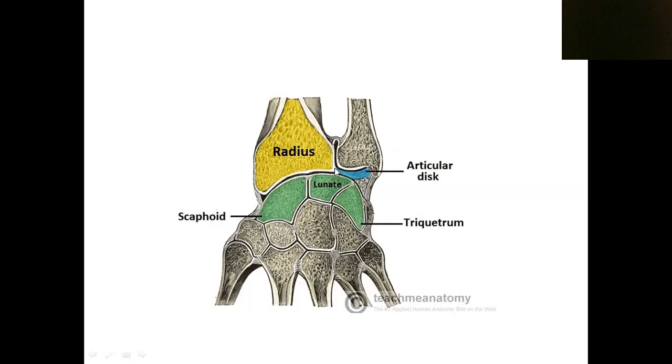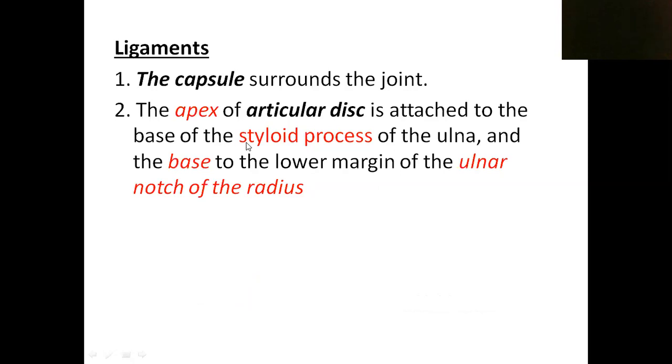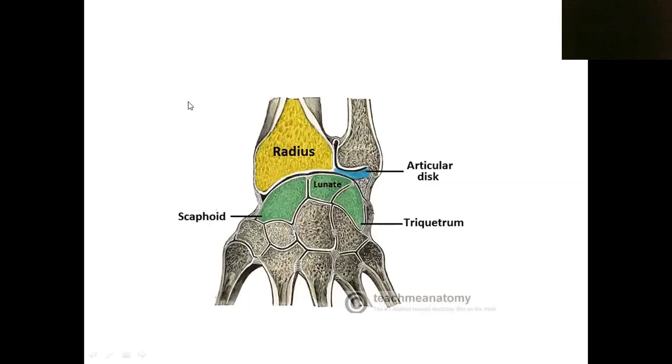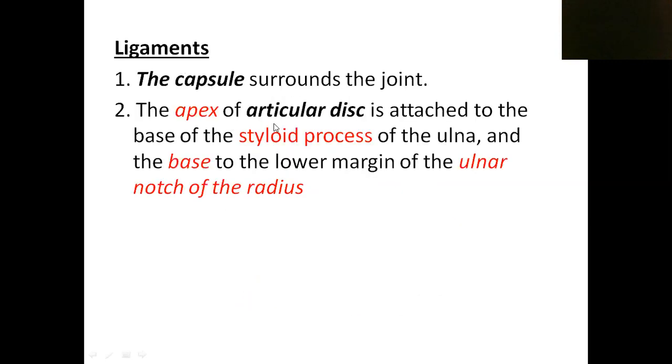Now the base is attached to the lower margin of the ulnar notch. Here this depression is the ulnar notch. This is the head of the ulna, and here in the radius we can see a depression corresponding to the head of the ulna. That is the ulnar notch of the radius. So the apex is connected to the base of the styloid process, and the base of the articular disc is connected to the lower margin of the ulnar notch. Those are the two important supporting factors, the capsule and the articular disc.